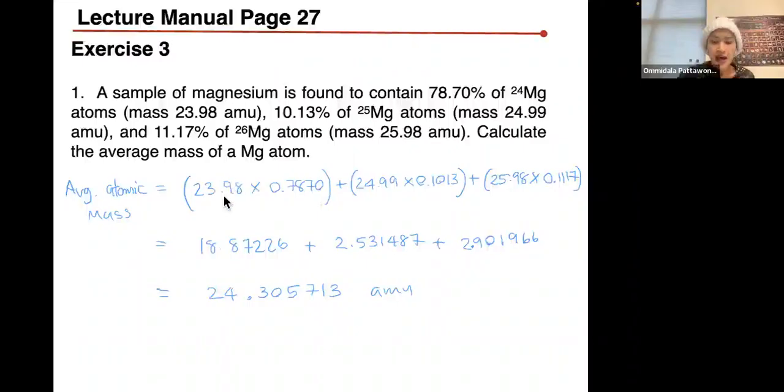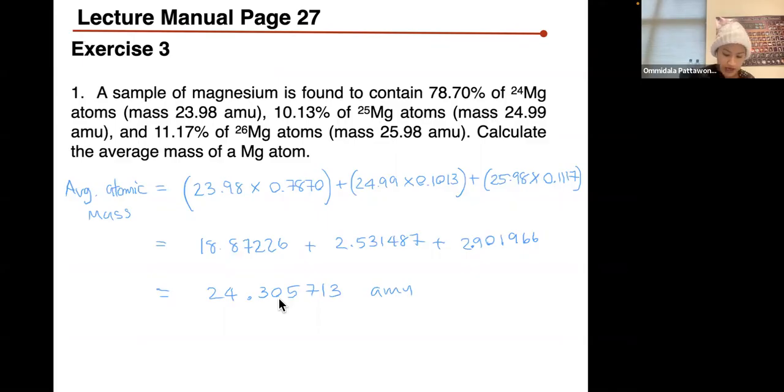So you are going to multiply the isotope mass of magnesium-24 with its fractional abundance and do the same thing for magnesium-25 as well. And the last one is for magnesium-26. If you do all of these operations, this is what I got for each of those. If you add all this together, this is what I get here. So the last step would be sig figs, right?